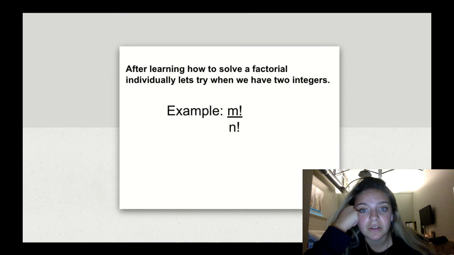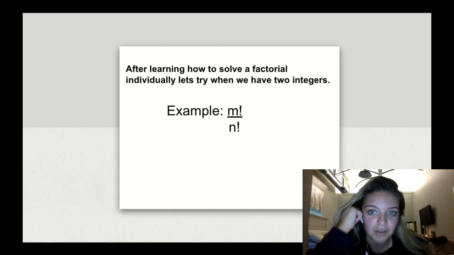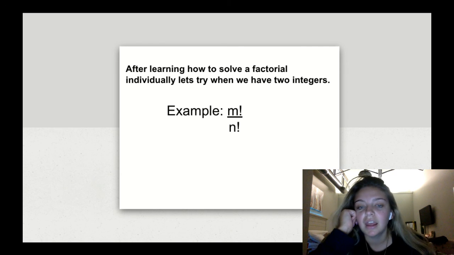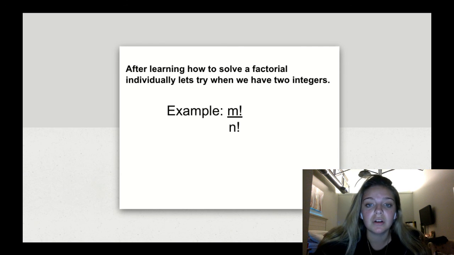After learning how to solve a factorial individually, let's try when we have 2 integers. I have the example down below. We have 2 integers on top of each other, like a fraction, a factorial fraction. Most that I've seen, I'm not sure, but it's more common to put the largest number on the top compared to the bottom integer.